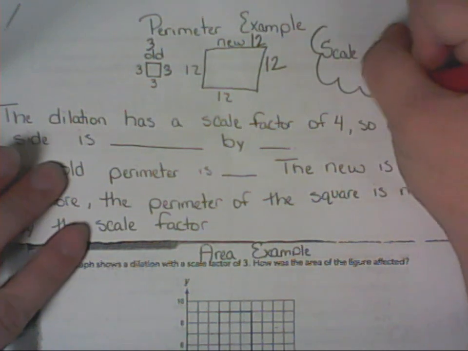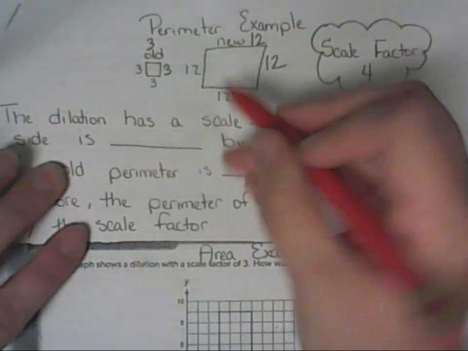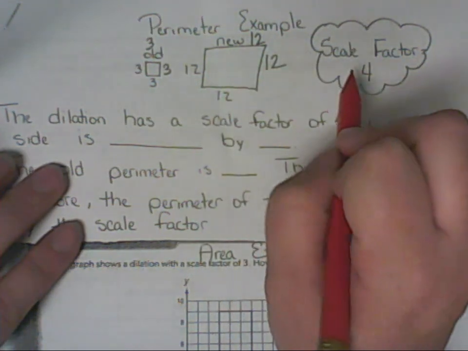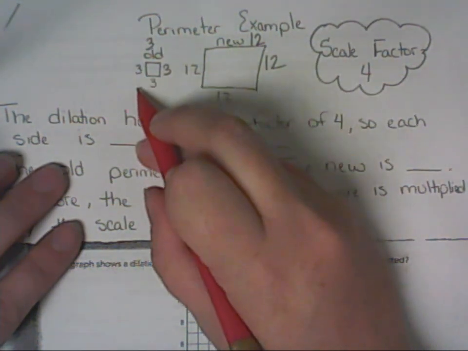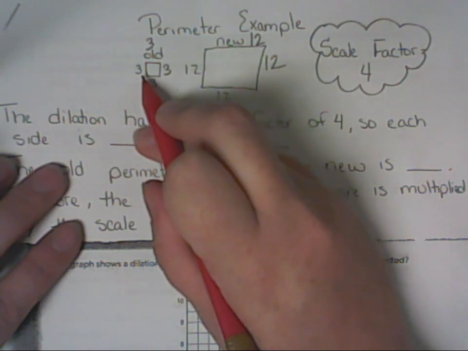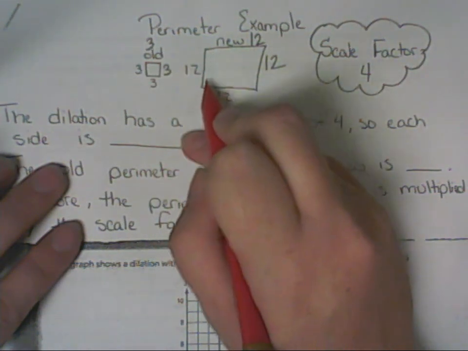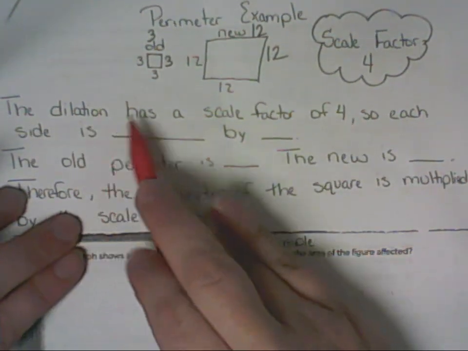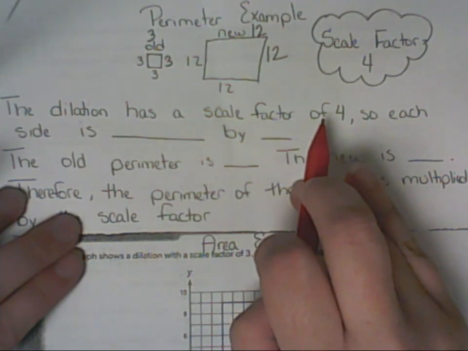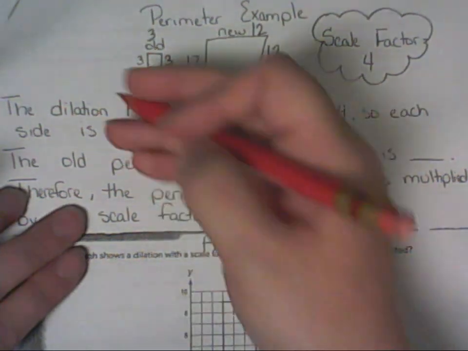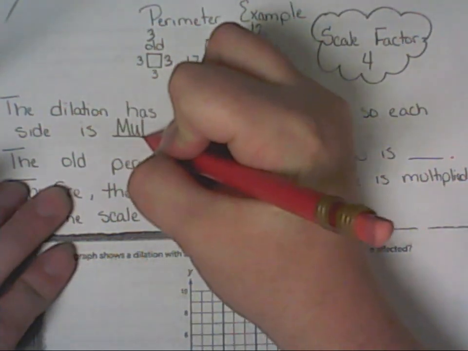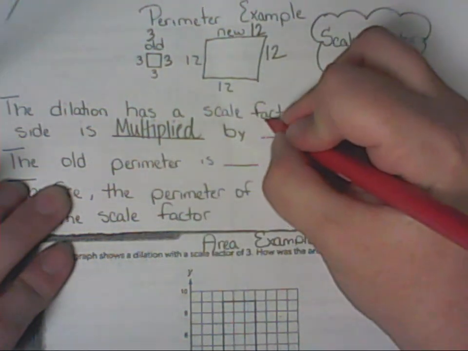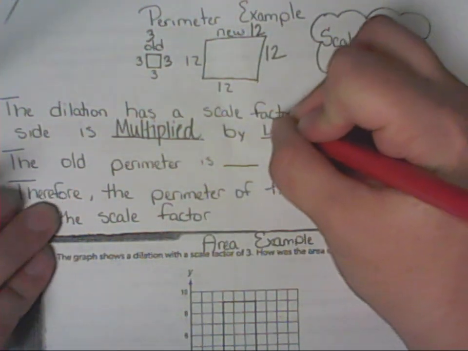And we have a scale factor of 4. We know that to get the larger square, we had to multiply our original or old side length times 4 to get 12, the new side length. So since the dilation has a scale factor of 4, each side is multiplied by 4.